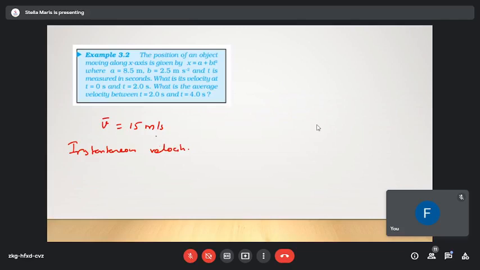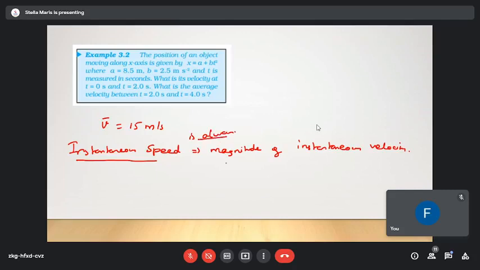There is another quantity called instantaneous speed. Instantaneous speed is nothing but the magnitude of instantaneous velocity. Instantaneous speed is always the magnitude of instantaneous velocity.